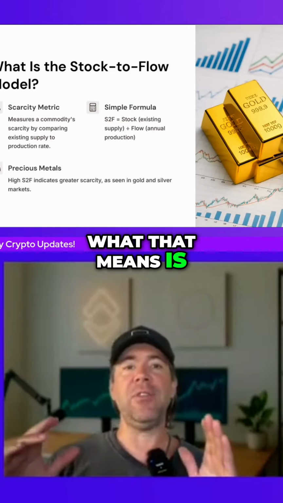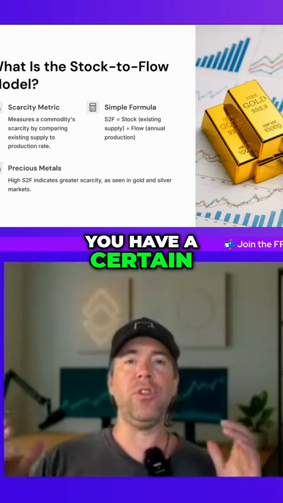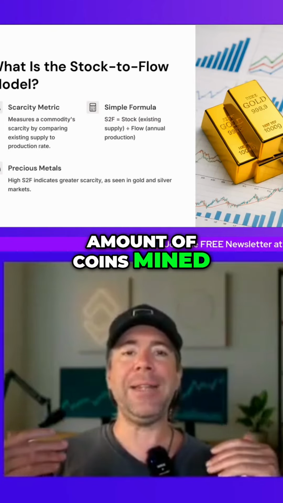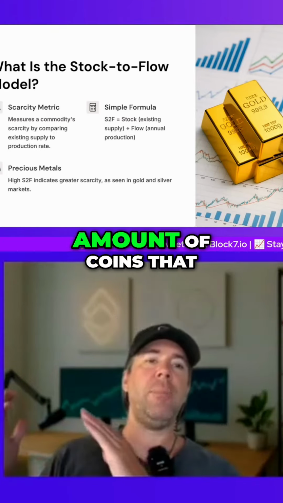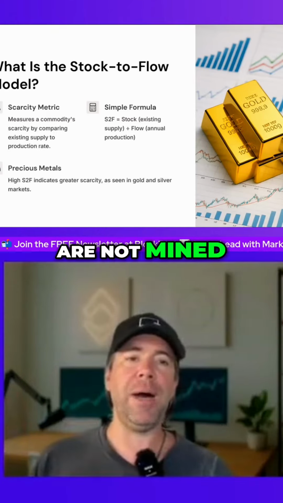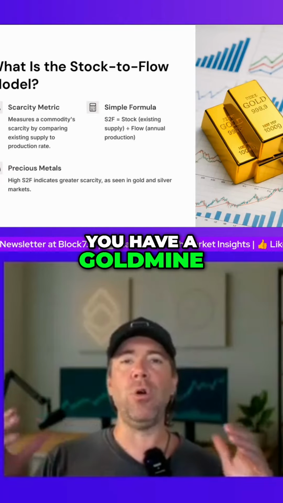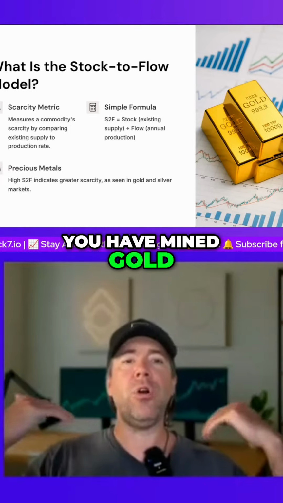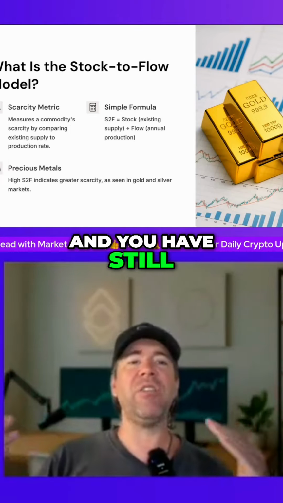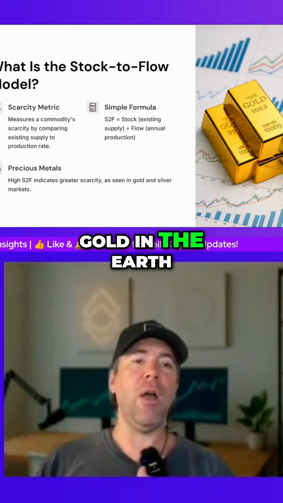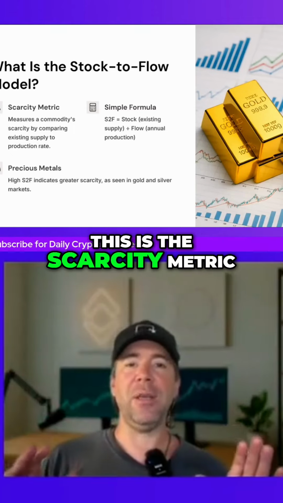What that means is, in Bitcoin, you have a certain amount of coins mined already and a certain amount of coins that are not mined. The same in gold: you have a gold mine, you have mined gold already above Earth, and you still have gold in the Earth. This is the scarcity metric.